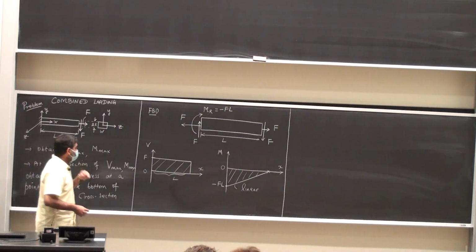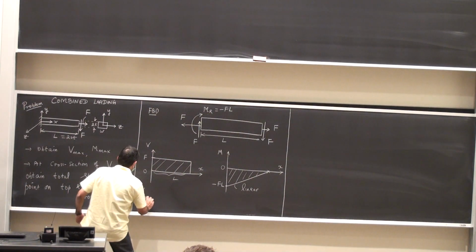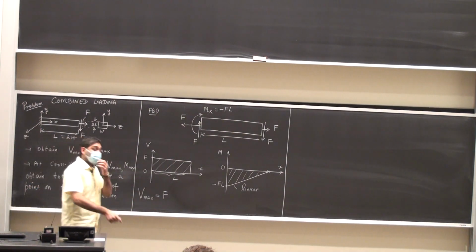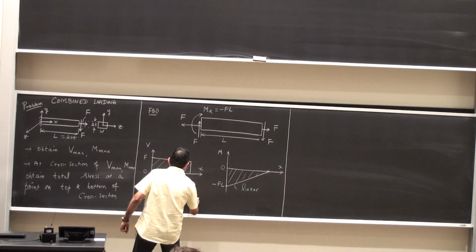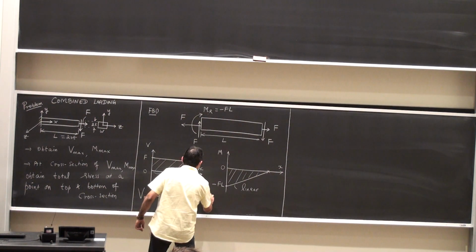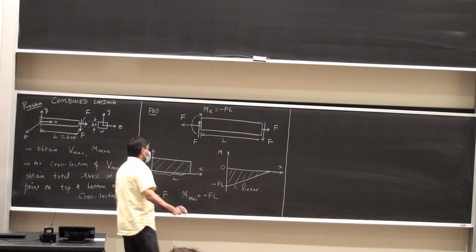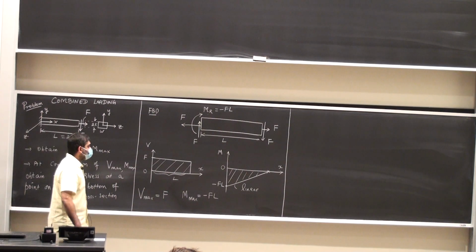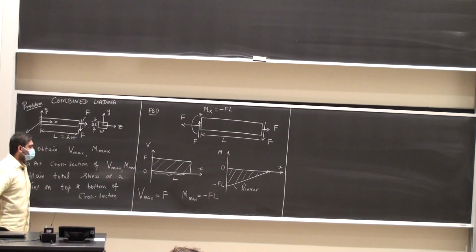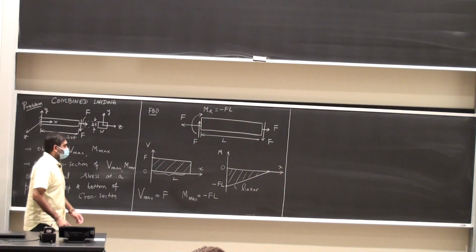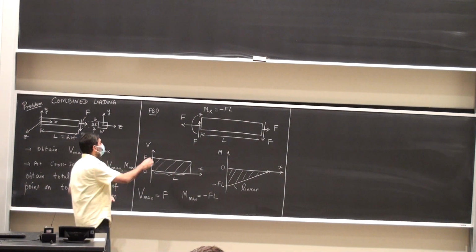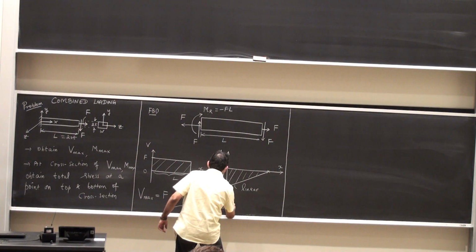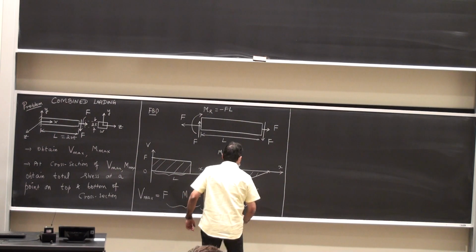Okay, so V max is capital F. M max, look at this, I'm not changing the signs here, I'm not messing with the signs. M max is minus F times L. Or I can say that it's plus F times L, but in the opposite sense. So watch what I'm going to do next. I'm going to set up a view. So this occurs, first of all, at the fixed end.